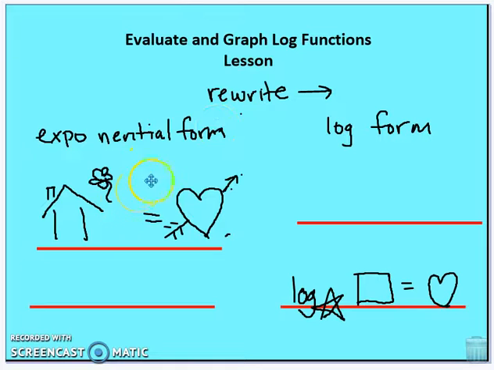All right, so again, here we go with symbols. I want you to take exponential form, convert it to log form, and then log form to exponential form. I'm going to take a break while you rewrite those, and let's get back together.